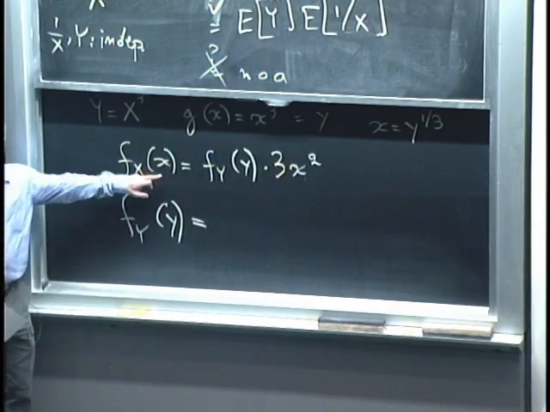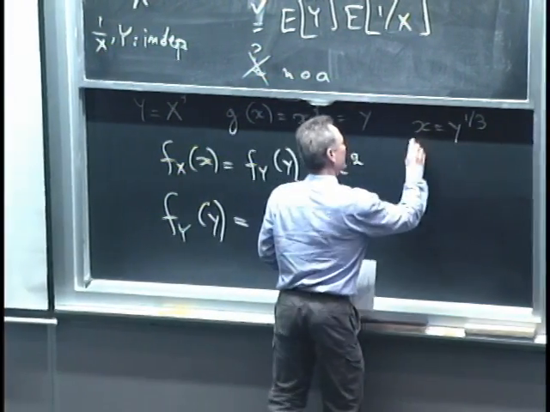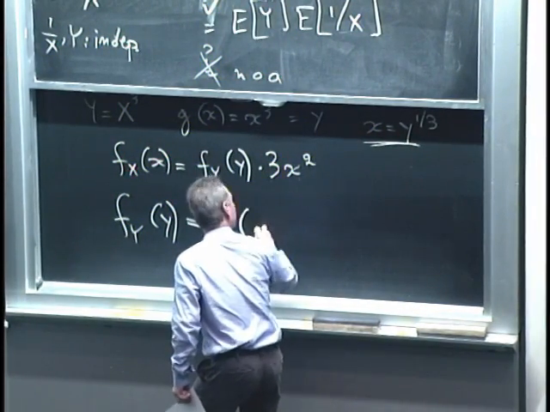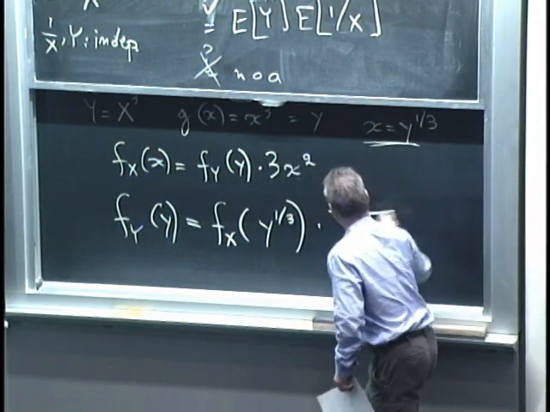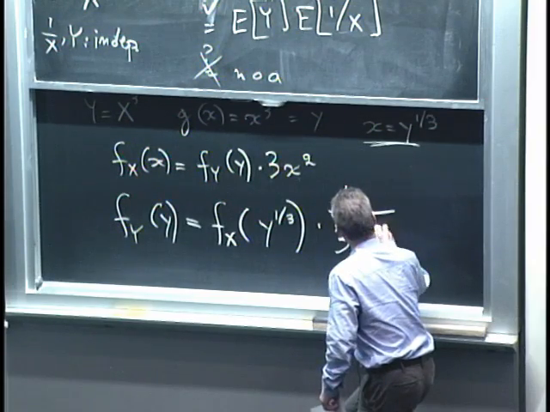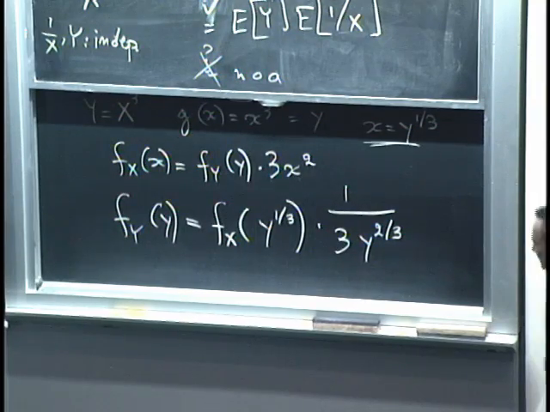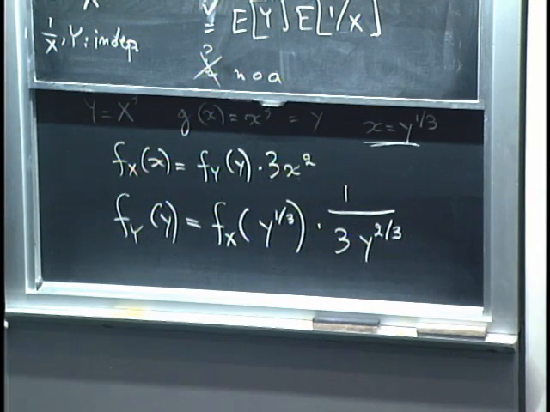But since I want it to be a function of y, I want to eliminate the x's using this correspondence here. So I'm going to get the density of x evaluated at y to the 1/3. And then this factor in the denominator, it's 1 over 3 y to the power 2/3. So we end up finally with the formula for the density of the random variable y. And this is the same answer that you would get if you go through this exercise using the cumulative distribution function method. You end up getting the same answer, but here we sort of get it directly.